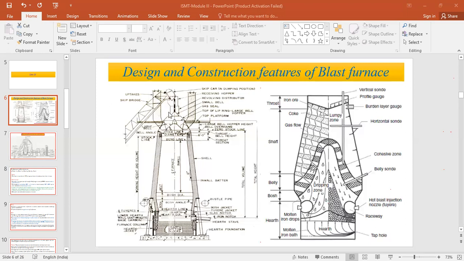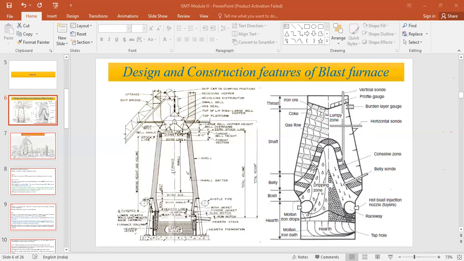Apart from the charging system, we have uptakes. These uptakes are for the passage of the off gases from the blast furnace. And you have the rest of the blast furnace, starting with the throat, then the stack part, then the belly and bosh region, and the hearth part of the blast furnace, and you have the tuyere, then the tap hole. So these are some of the parts of the blast furnace. And in this picture, you can also visualize some internal zones or internal structure of the blast furnace.